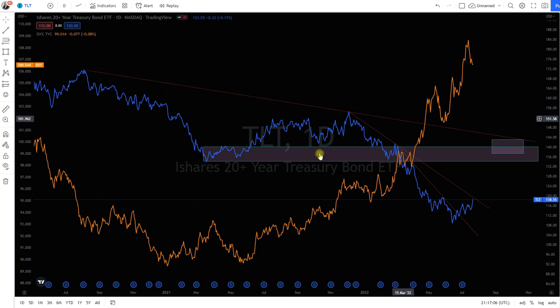But based on this chart, I would say the dollar is topping right now for an intermediate top, and bond is bottoming for an intermediate bottom for the months of August and September. I would expect bond prices going all the way up to here. The dollar index is coming down probably to this area as well.